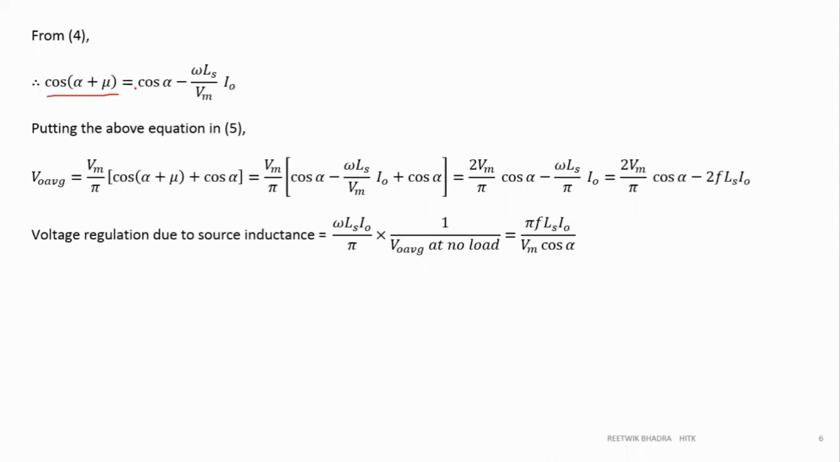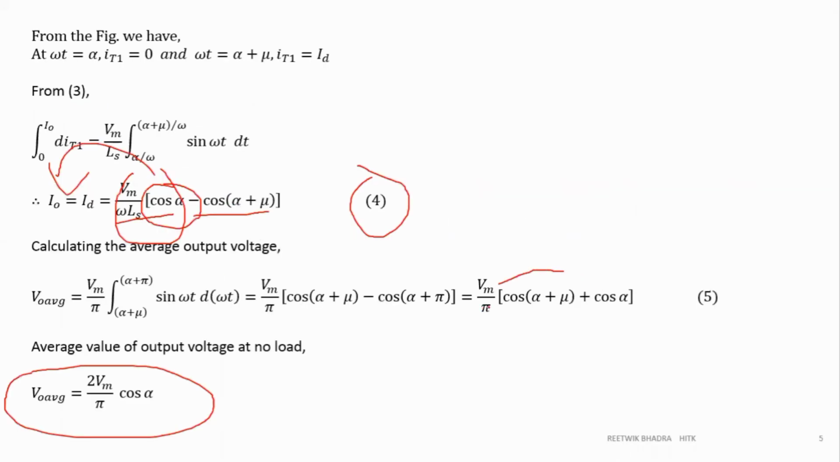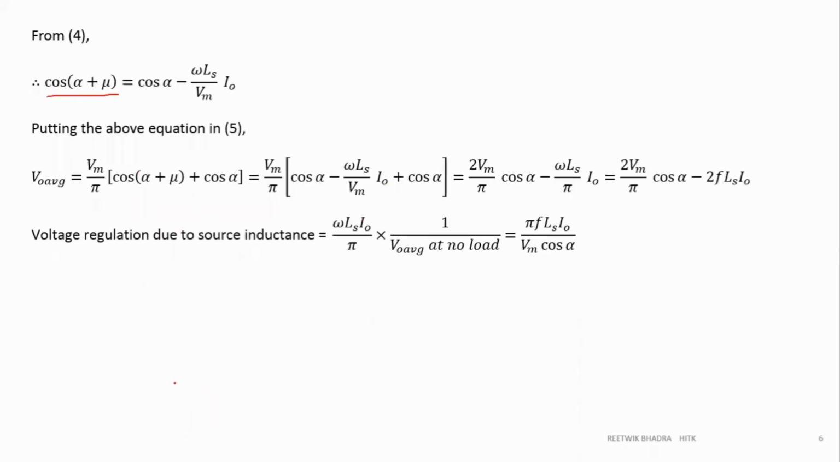So if you do cos alpha plus mu, you will get this equation. And after getting cos alpha plus mu, can you substitute it over here? Yes, I'll substitute it over here and try to find out the V naught average equation in terms of this 2 Vm by pi cos alpha, so that I can easily say that my voltage would have been 2 Vm by pi cos alpha without source inductance, but with source inductance, it would have been this one. So that is my aim.